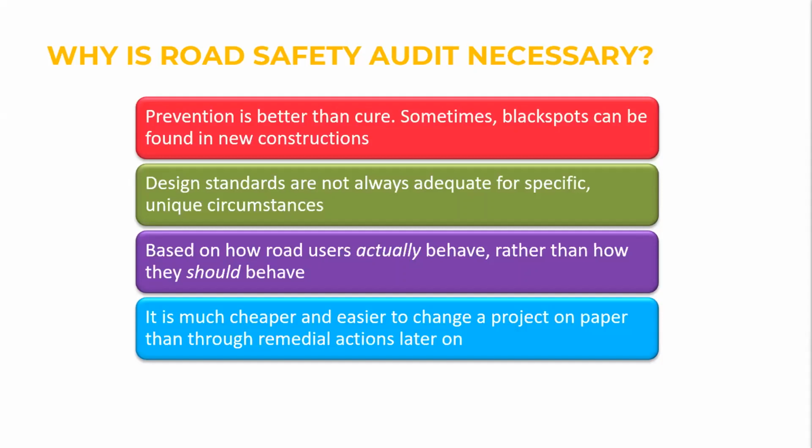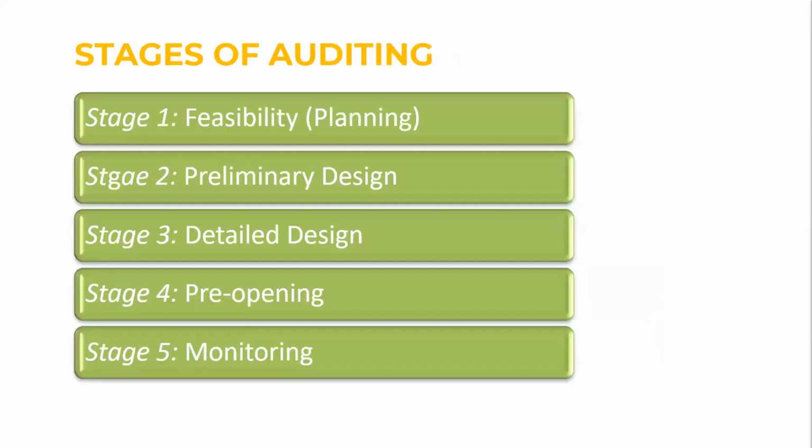So these are the kind of unique situations that you might sometimes have where your standards will not be adequate. The third thing about a road safety audit is that it is based on how road users actually behave rather than how they should behave. And this is extremely important in countries which have poor road user behavior. So it gives a lot of emphasis on creating forgiving infrastructure that accommodates road users that make mistakes, so that it does not lead to a severe crash. And as I said before, it's much cheaper and easier to change a project on paper rather than having to make remedial action later on. Next slide, please.